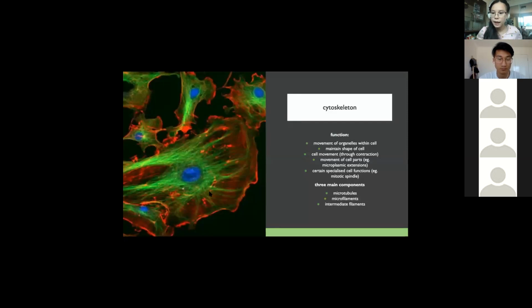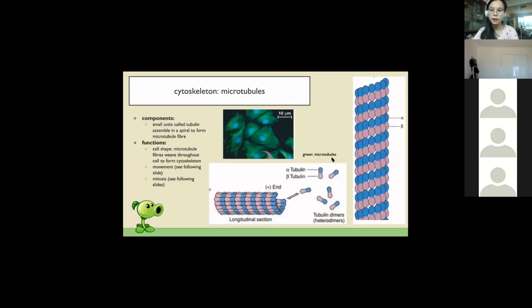All right, the cytoskeleton. There are three main components of the cytoskeleton. There are microtubules, microfilaments, and intermediate filaments. So we'll start with microtubules. They are made up of these components called tubulin dimers. These tubulin dimers sort of join up to form a spiral that then forms a long fiber like this here. And the fiber extends beyond the end of the picture, basically.